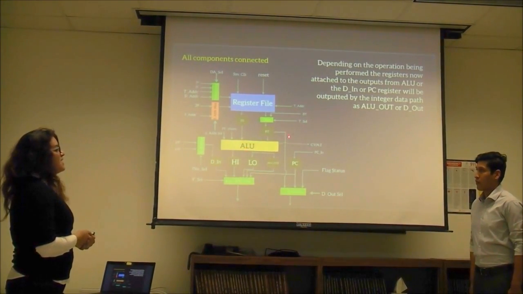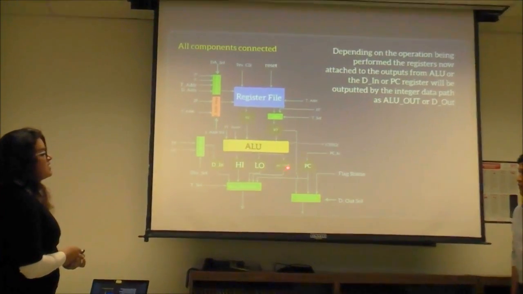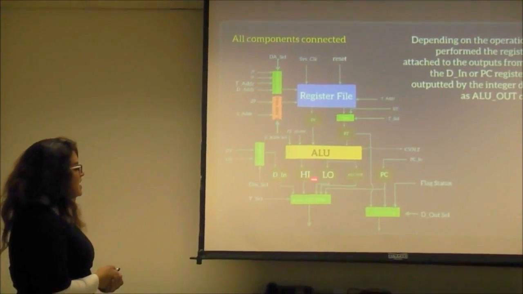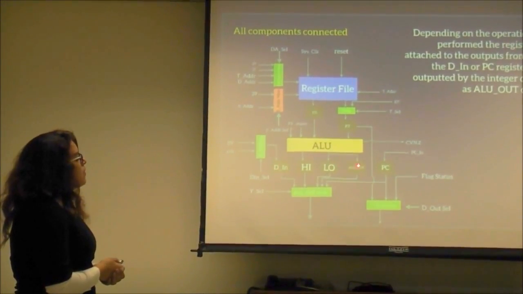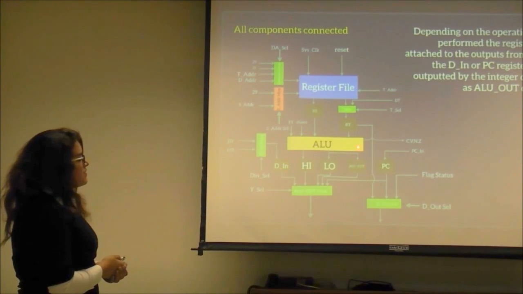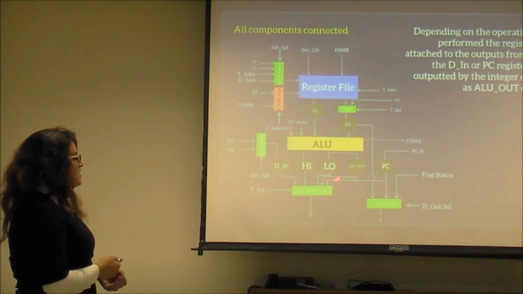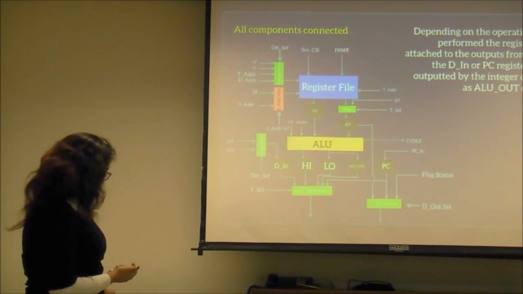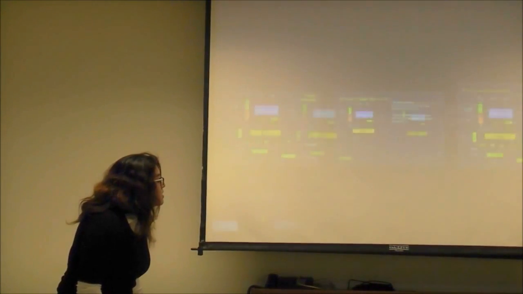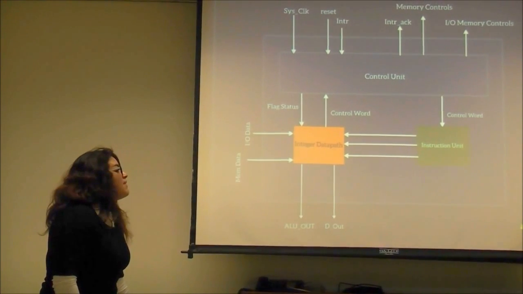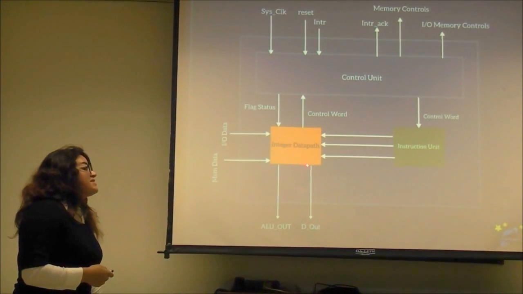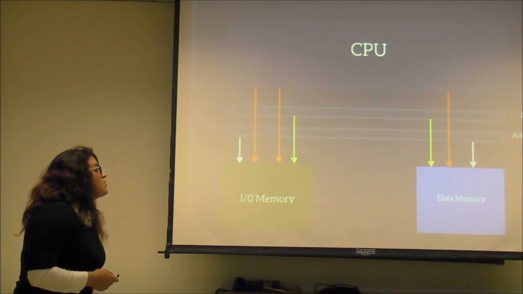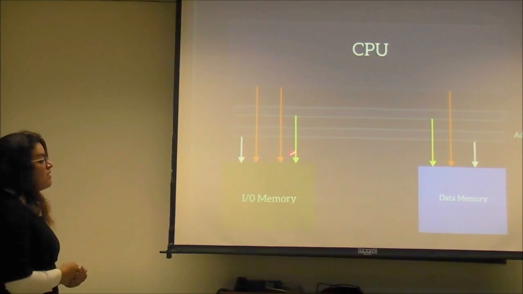Back to the overall schematic, this just shows all components not interconnected. Depending on the operation being performed, the register is attached to the outputs from the ALU, or the D or PC register will be outputted by the integer data path as ALU out or D out. Going back to the top to where the integer data path is actually implemented inside of the CPU, to the overall block diagram, which holds all of our components within it.